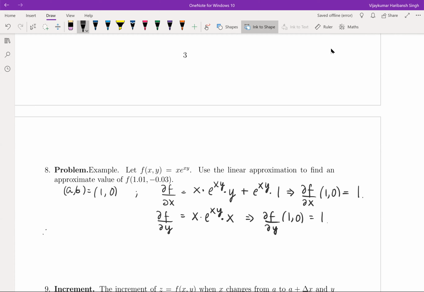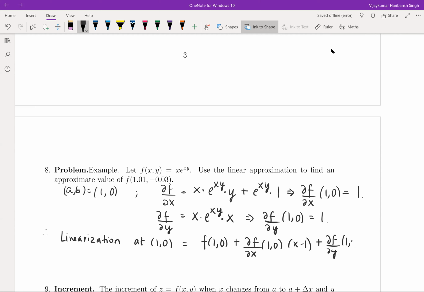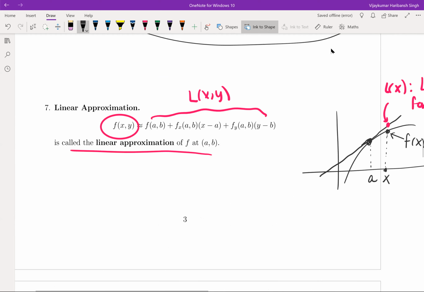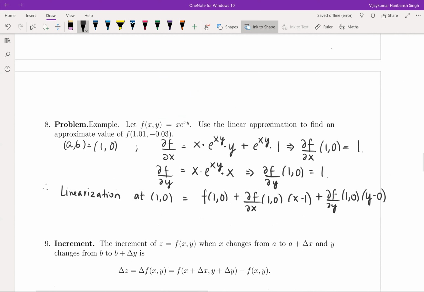So therefore, the linearization function at (1, 0) is f of (1, 0) plus the partial derivative with respect to x at (1, 0) times x minus 1, plus the partial derivative with respect to y at (1, 0) times y minus 0, right? So this is the linearization formula, if you see from here.